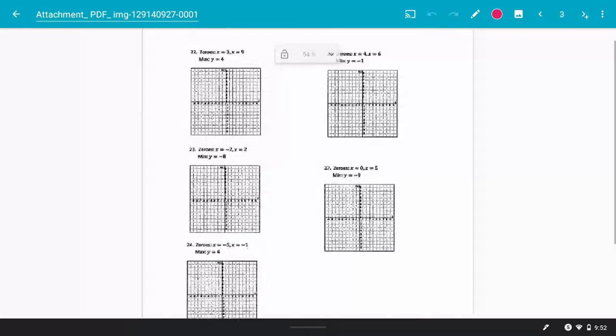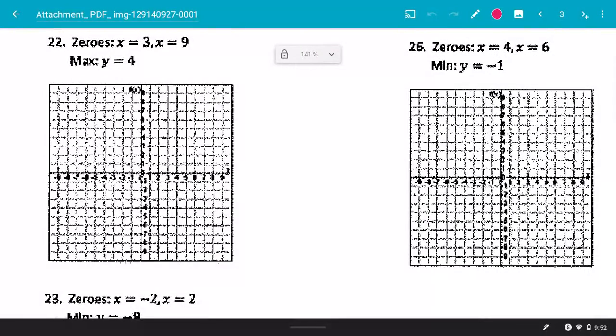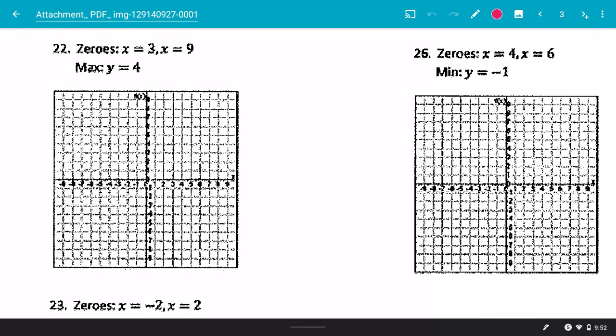Let's go to this last page. This last page is given to us a little bit different. Okay. Let's look at it like this. This tells me my zeros or my x-intercepts. My zeros are 3 and 9. That's what it says right there. Your zeros or your x-intercepts or your solutions are 3 and 9.